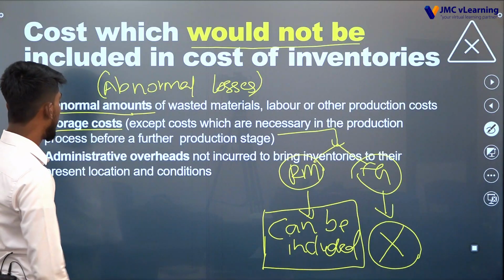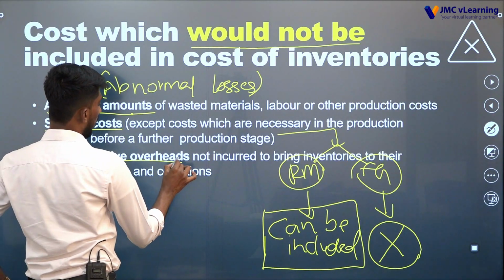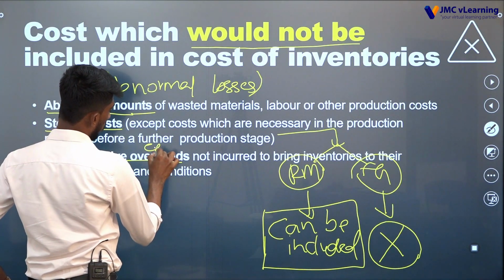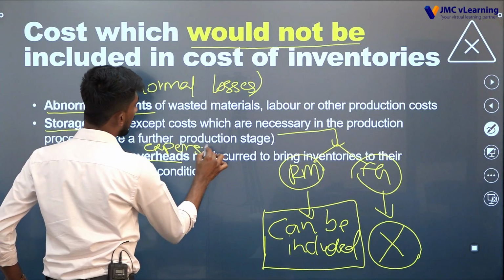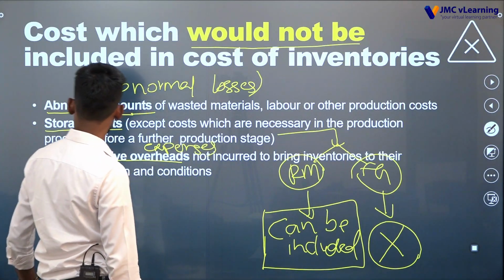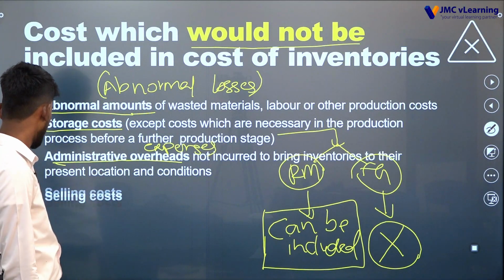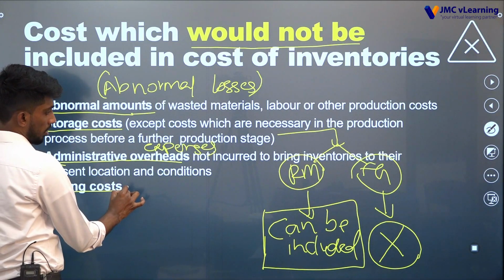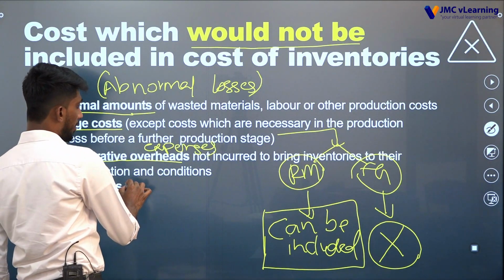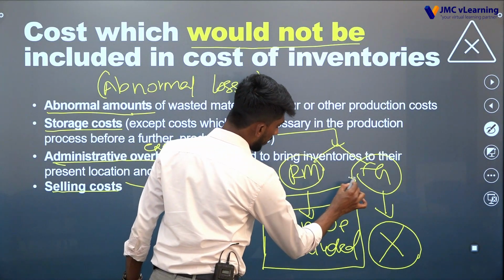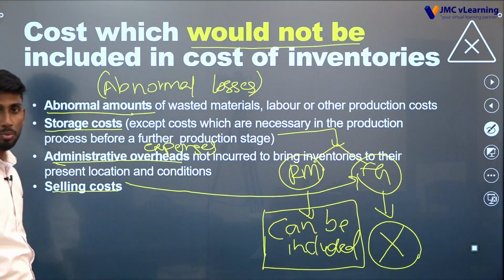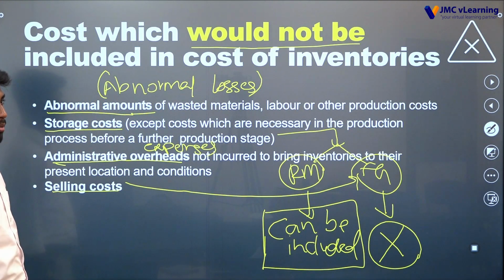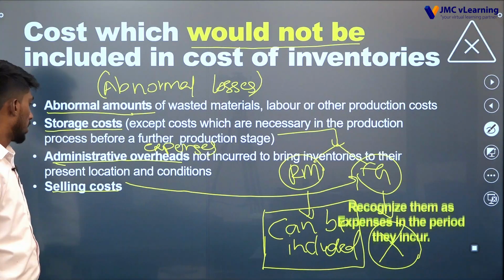Then the administrative overhead costs, admin expenses. Usually these are the admin expenses. And then selling cost. So usually the finished goods storage charge will become a selling cost, selling and distribution cost. Okay.